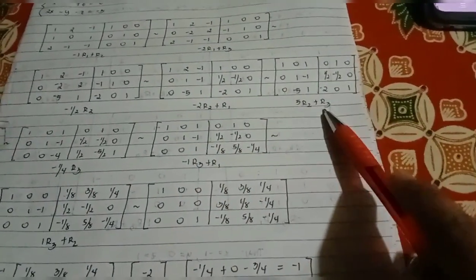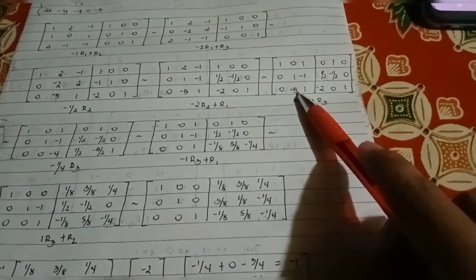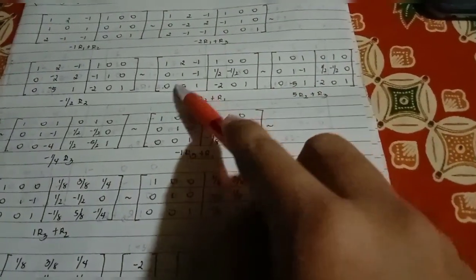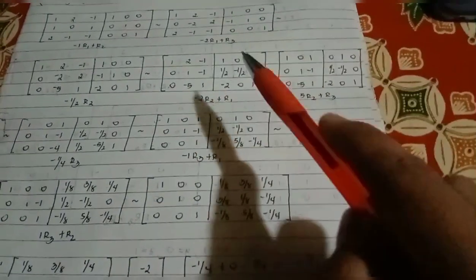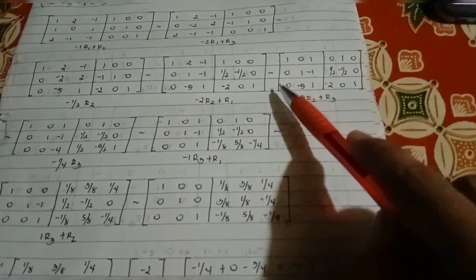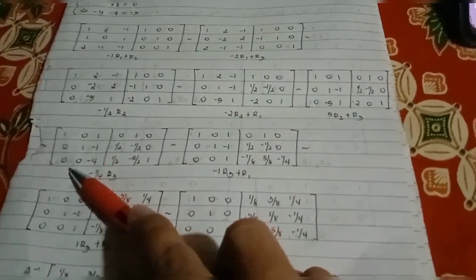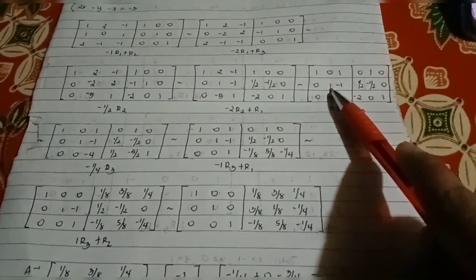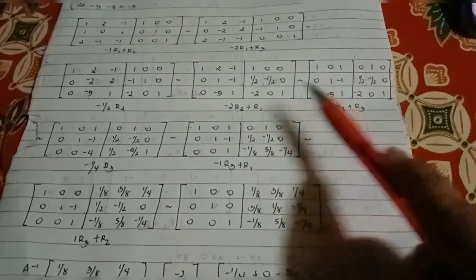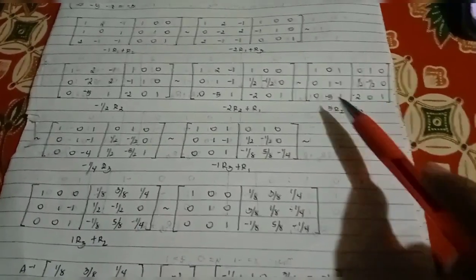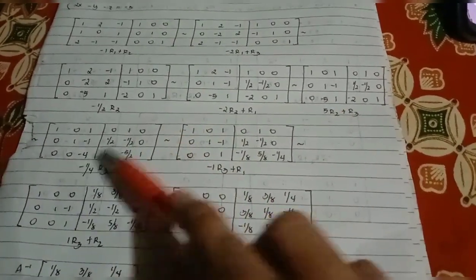So the next goal is the third row. It is -5, so we need to make it 0. To make it 0, we multiply it by 5. So 5 times 0 plus 0 is equal to 0. 5 times 1 plus negative 5 is equal to 0. 5 times negative 1 plus 1 is equal to negative 4.